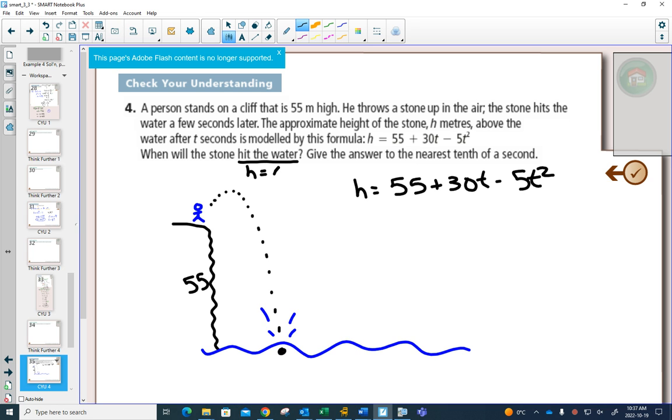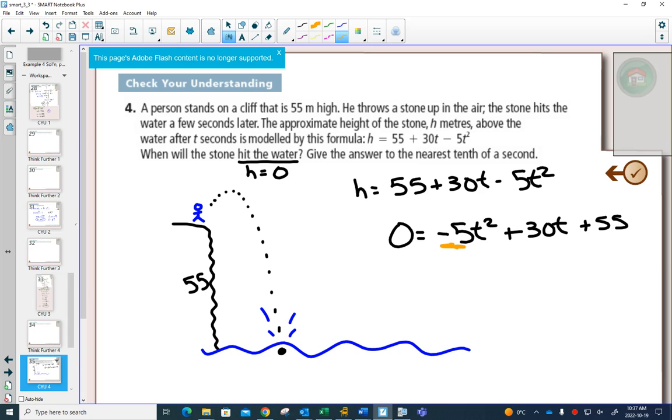0. Because you're 55 meters above, throw it up in the air, hits the water, then we're going to say that height is 0. That changes our equation to 0 equals, and I'm going to rewrite this with the t squared first, plus the 30t, plus the 55. What don't I like in this equation right now? Don't like that negative 5.